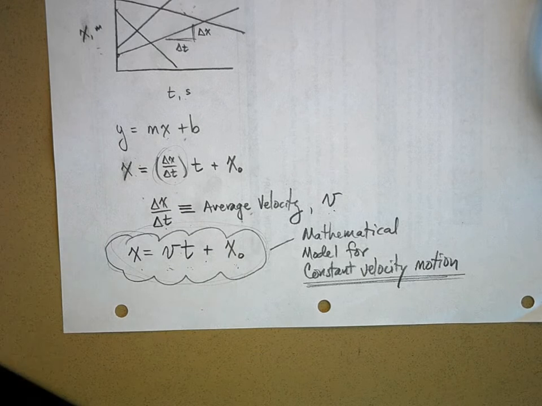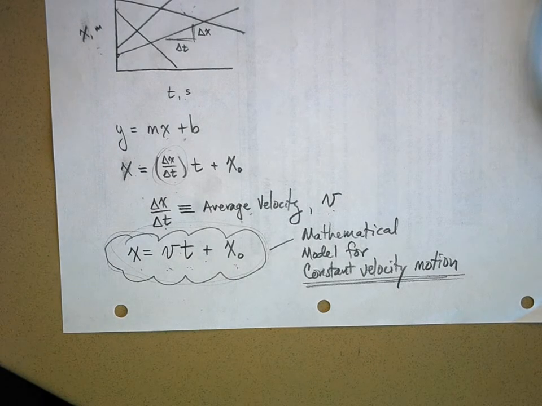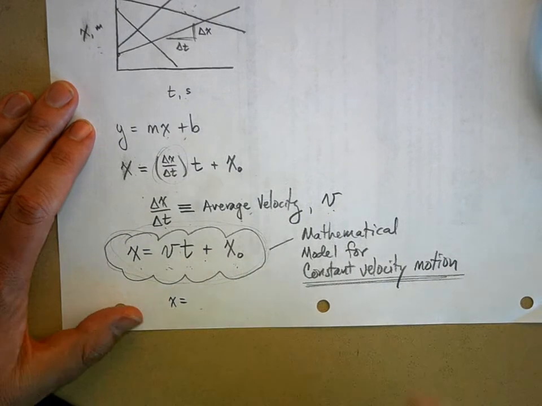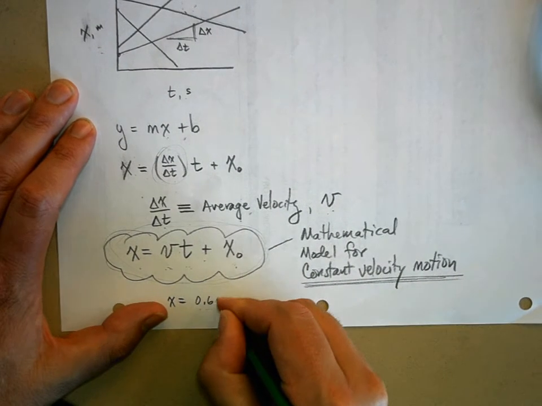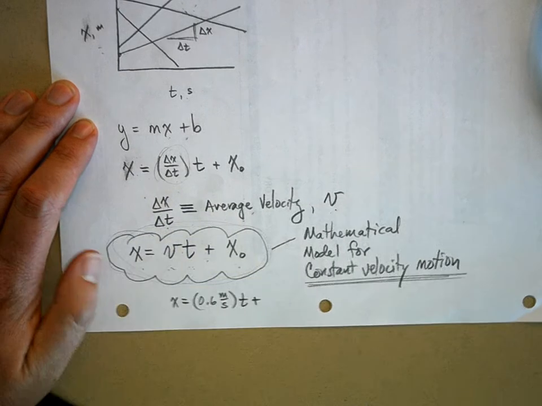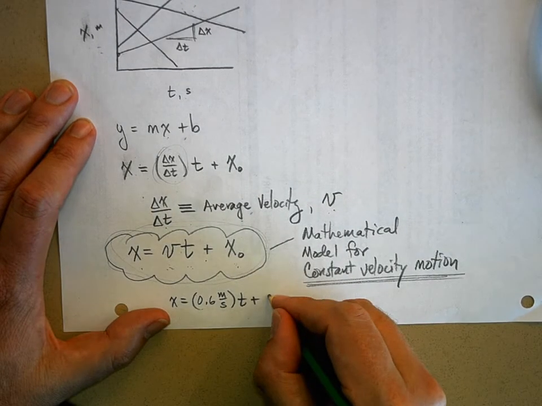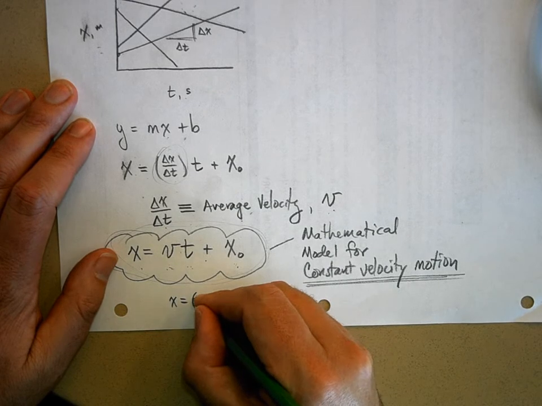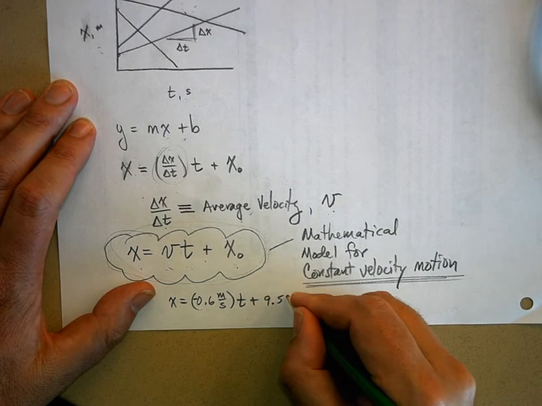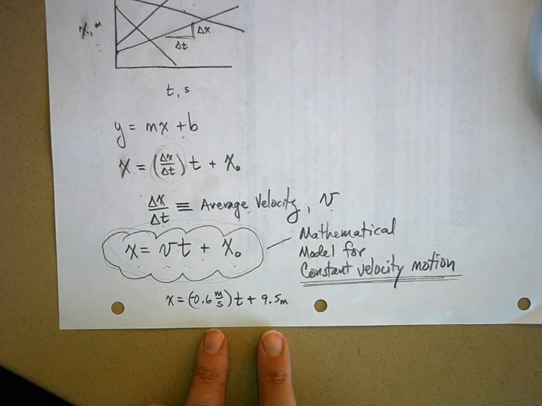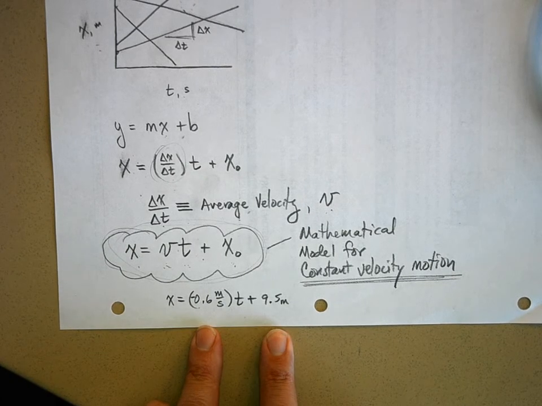For example, I look at group 1. Your mathematical model was x equals 0.6 meters per second times time plus 9.5 meters. Negative, yeah, that's right. I was just thinking, whoa, it started 9.5 meters. This described exactly what their buggy car was doing.